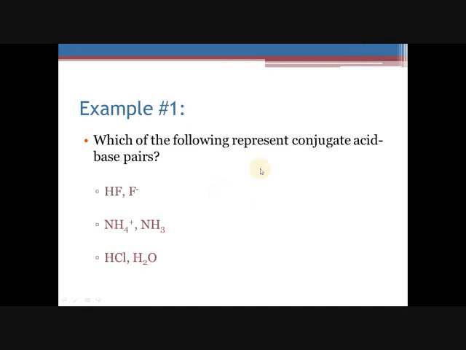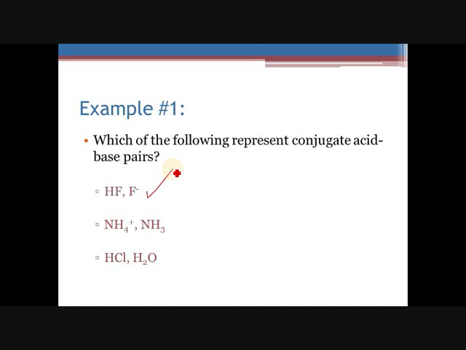So for example 1, we want to know if they represent a conjugate acid-base pair. Okay? So we just have to see if the only difference between them is an H and a +1 charge. And if so, then yeah, they are. And if not, nope, they're not. So for the first one, we have HF and F with a -1 charge. Well, the only difference between the two is the second part does not have an H, and it lost one charge because it started with neutral and now it's negative. So yes, that is a conjugate acid-base pair.